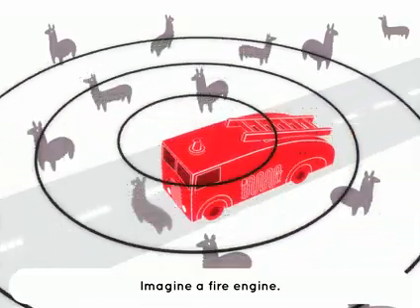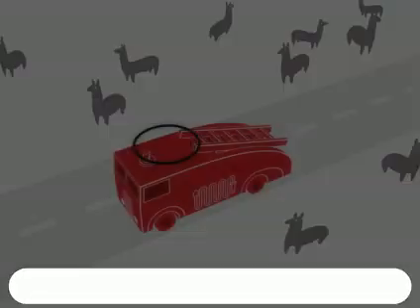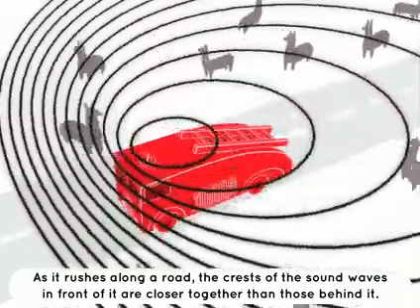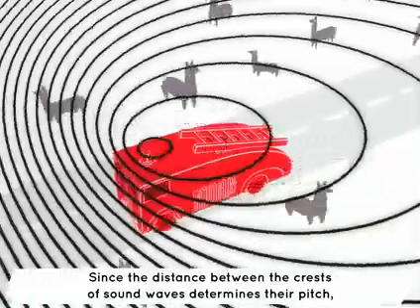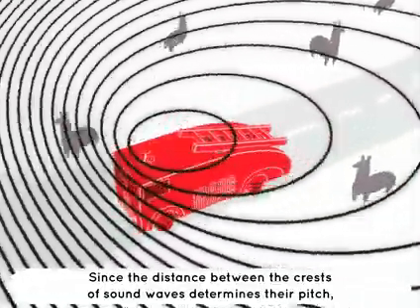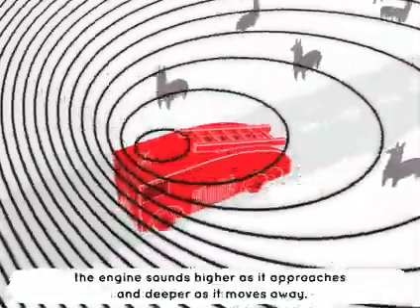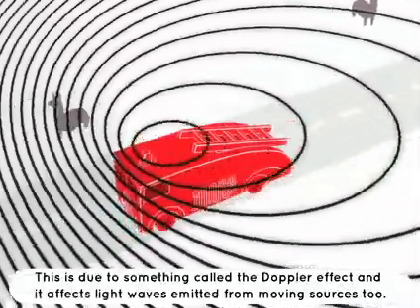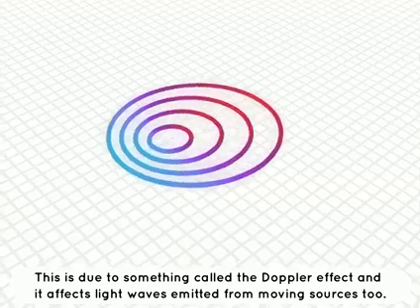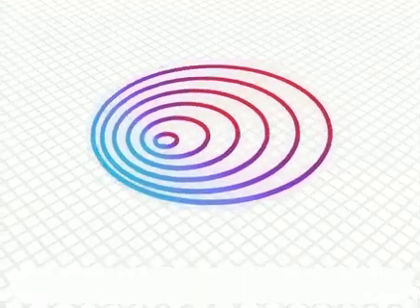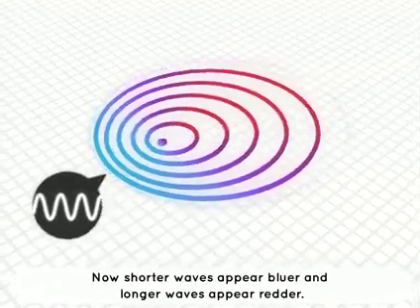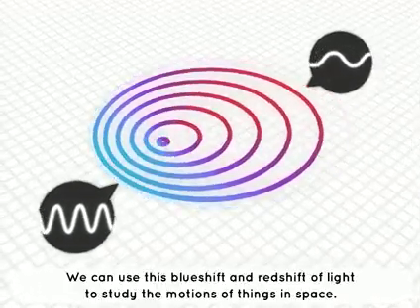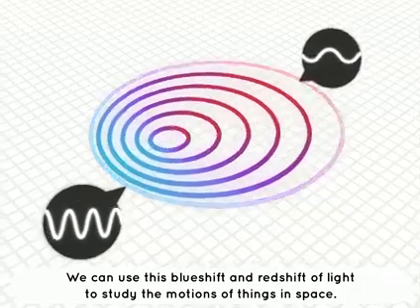Imagine a fire engine. Its siren emits sound waves. As it rushes along the road, the crests of the sound waves in front of it are closer together than those behind it. Since the distance between the crests of sound waves determines pitch, the engine sounds higher as it approaches and deeper as it moves away. This is due to something called the Doppler effect, and it affects light waves emitted from moving sources too. Now shorter waves appear bluer, and longer waves appear redder. We can use this blue shift and red shift of light to study the motions of things in space.